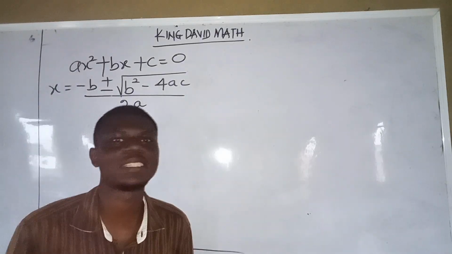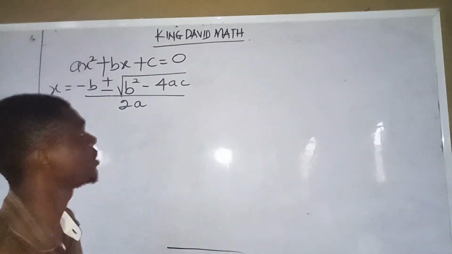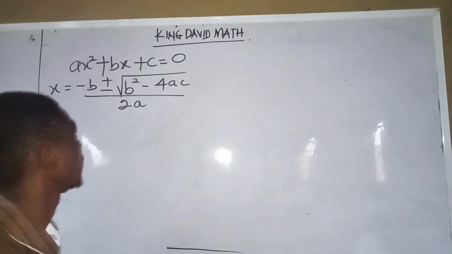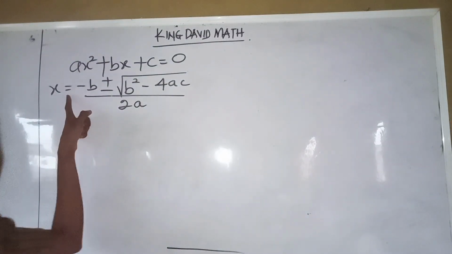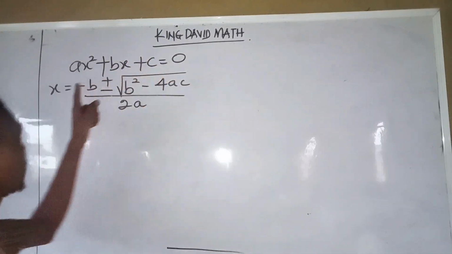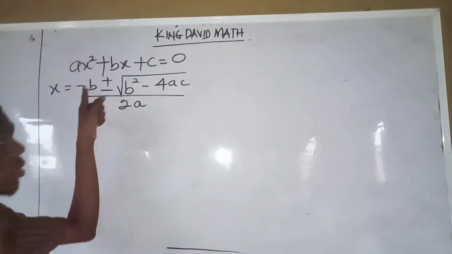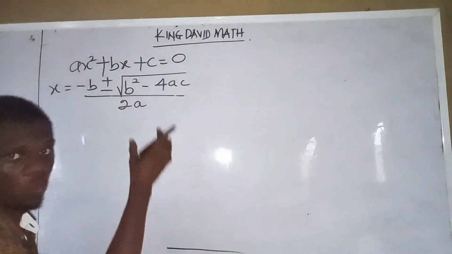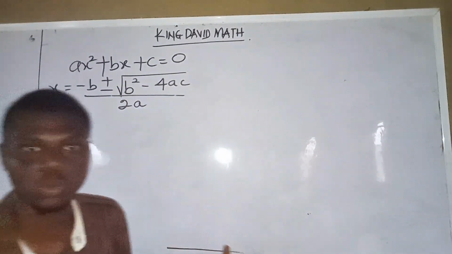I told you that there's an alternative formula to solving the quadratic equation. Now, we've been taught in schools that for a quadratic equation ax squared plus bx plus c equals 0, x must be equal to minus b plus or minus square root of b squared minus 4ac over 2a. This is the general formula we all know.